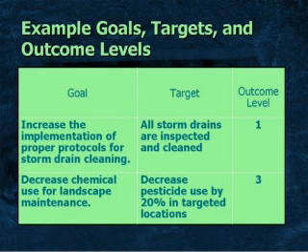So these are some example goals. One of them is a goal at the outcome level of documenting activities, and that's to increase the implementation of proper protocols for storm drain cleaning. So that's a general goal. We've tried to make it more specific by saying that the specific goal is that all storm drains in an area are inspected and cleaned, and that's something that's specifically measurable. And then moving on to level 3, looking at specific behaviors, by looking at decreasing pesticide use.